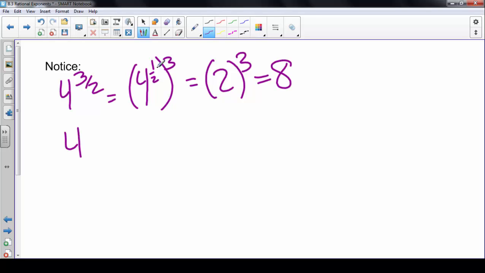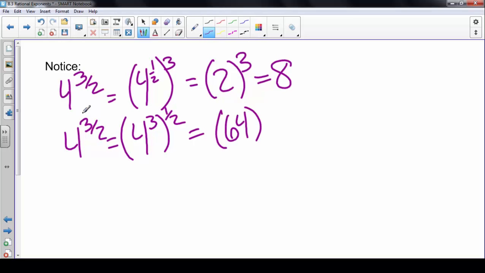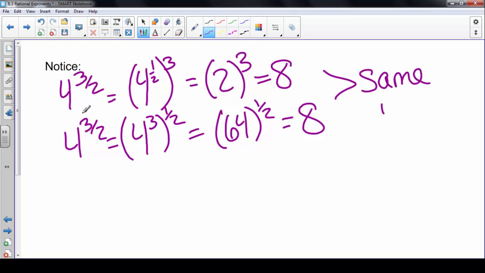Now doing the same numbers, I'm just going to switch this and do 4 cubed, and then the 1/2 power. Notice it's still the same because 3 times 1/2 is still 3/2. 4 cubed is 64. And the square root of 64 is 8. Notice these are the same thing.